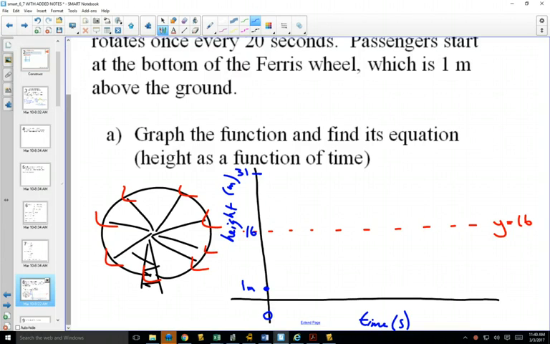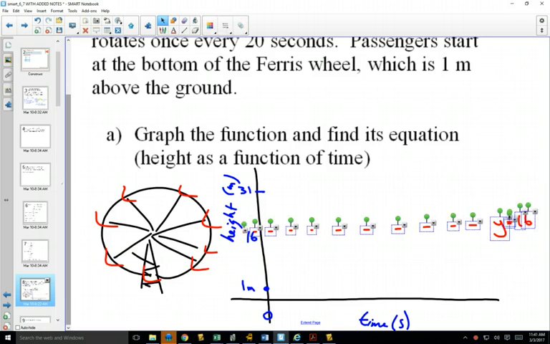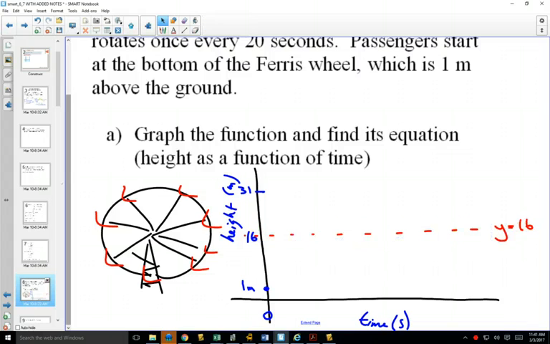Ooh, that doesn't match with my graph. Here we go. There's the maximum of my Ferris wheel there. Maybe that's the center just a little bit lower. Wow. Whew. Okay, good. So we've got 1 point on our graph so far.